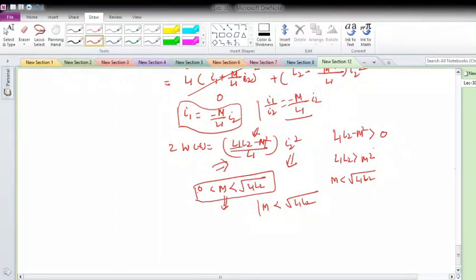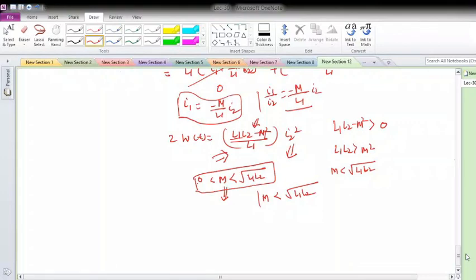So with this I stop here. From the next class we will see a new topic, regarding network theorems. Next class we will see the different network theorems which we can use for network analysis.